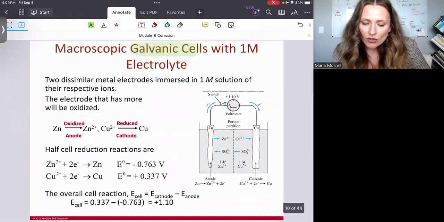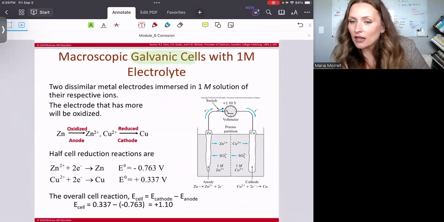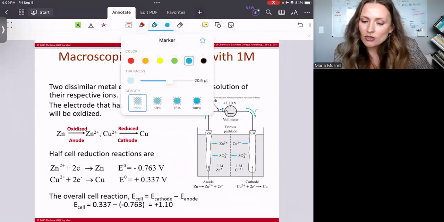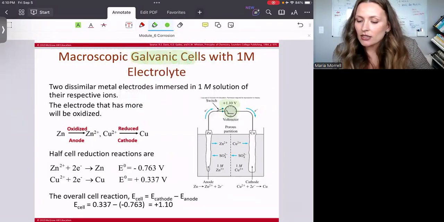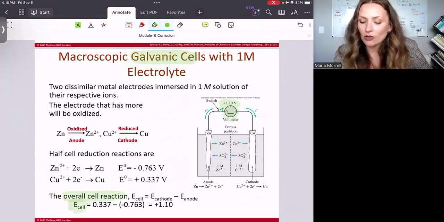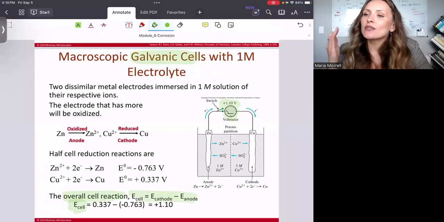So whenever we have this galvanic cell, the last thing that you can do is measure this potential, right? And in here you see that the number is positive 1.1. Now, how do you estimate that? Well, first we call it the overall cell reaction or the potential of the cell. And the equation is always the following. It's always the potential of the cathode minus potential of the anode.